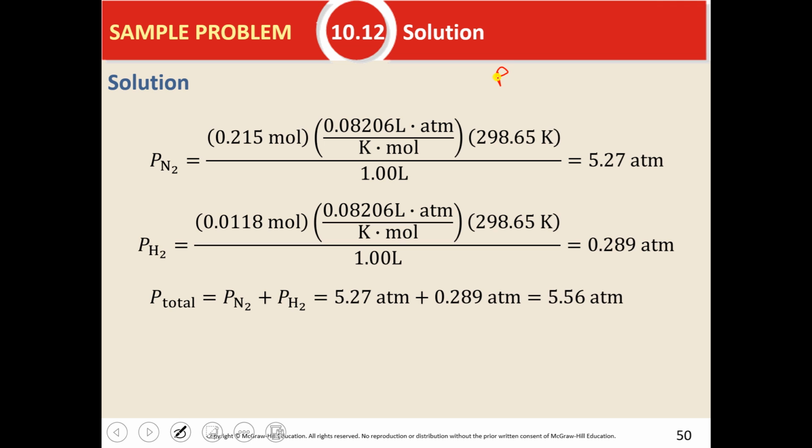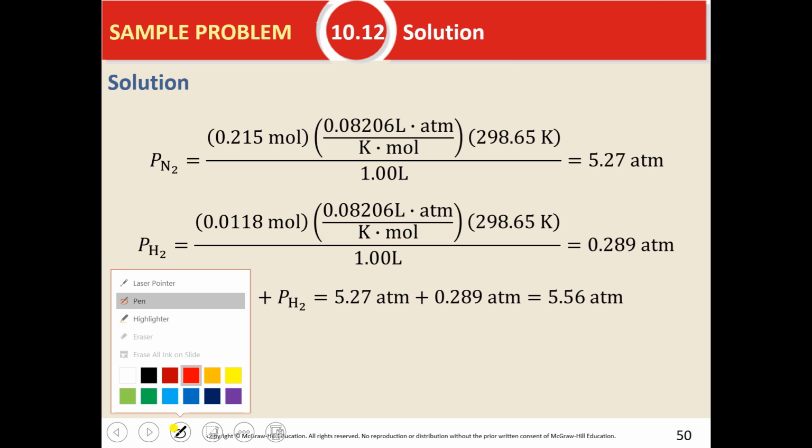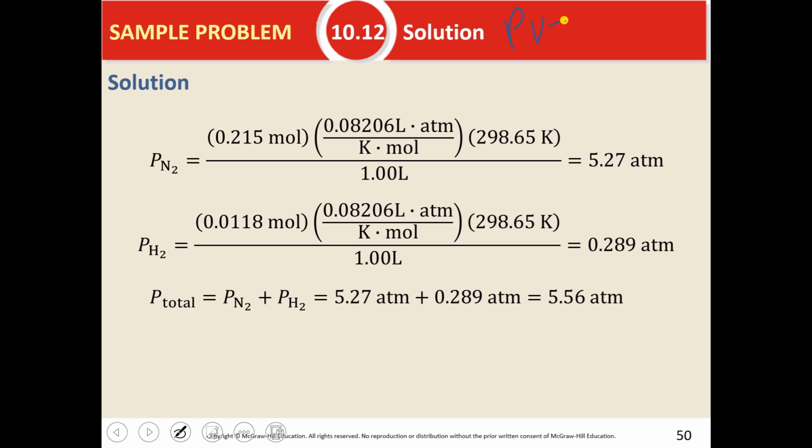Remember, PV equals nRT. If I solve for the pressure, we're simply going to get that. Okay, so P equals nRT over V. And we're going to do it for each gas. We know the moles of N2. We know R is the ideal gas constant. It doesn't change. They are both in a 1 liter vessel, and they are both at the same temperature.